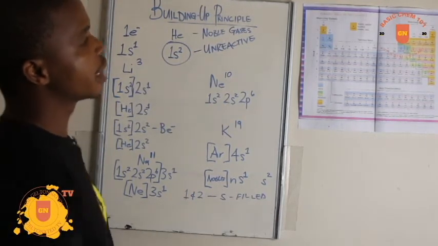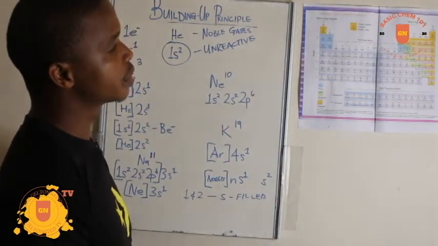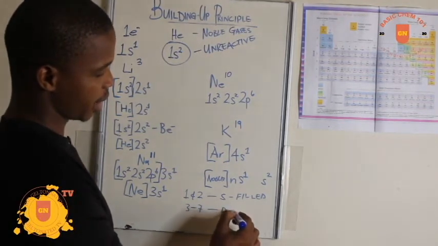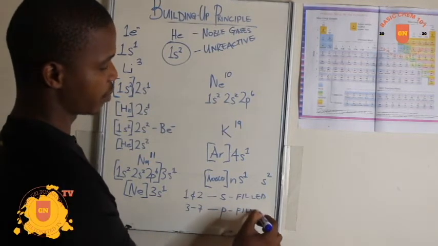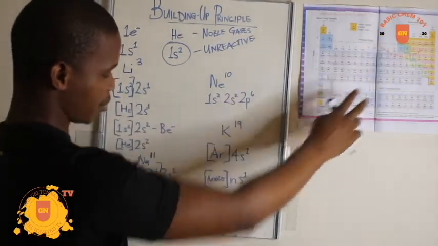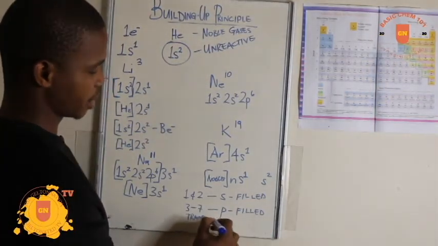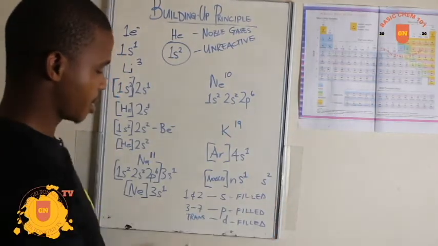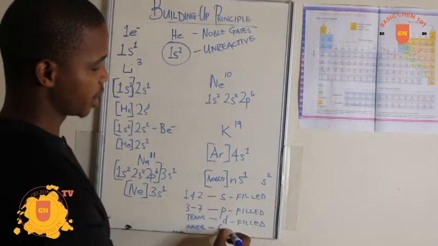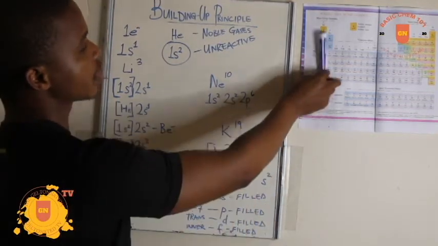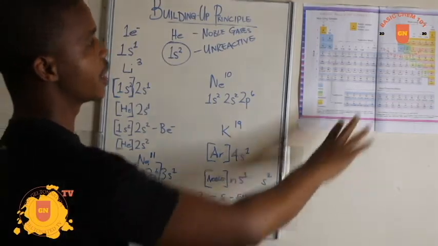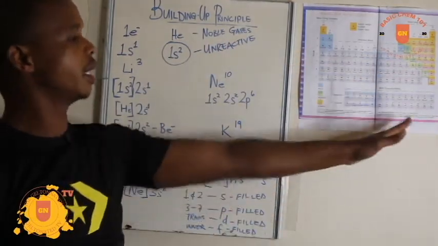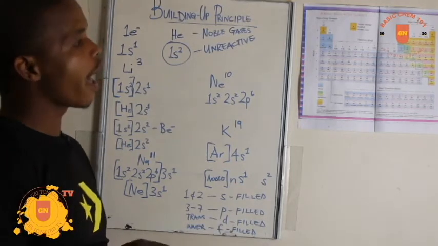And then if you look at group 3 up to group 7, you find out that the p orbital is being filled. And then in the transition elements, which are transition metals, you find out the d orbital is being filled. And in the inner transition metals, you find out that the f orbital is being filled. So this side is your s block, and then that side will be your p block, and then your transition metals will be your d block, and then your inner transition metals will be called your f block.